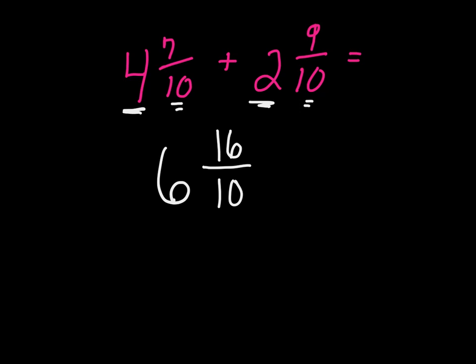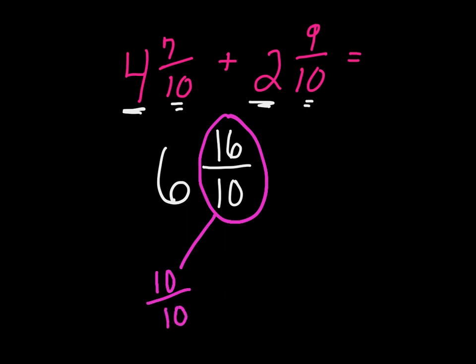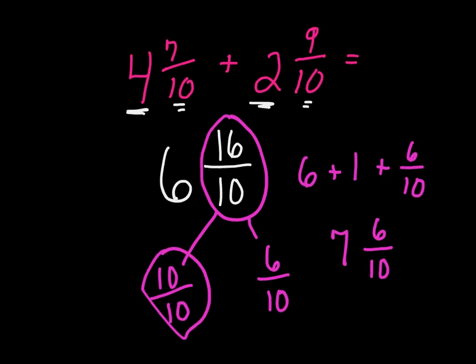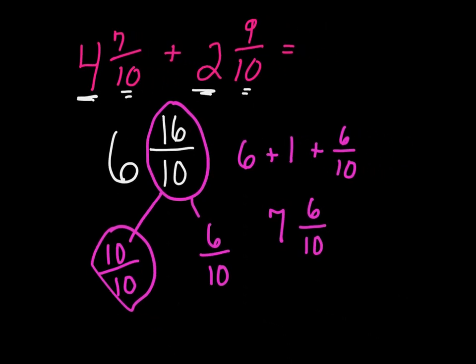But we know that we can't leave this like that because it's improper and it's a fraction greater than 1. We need to pull out that whole, and that whole would be, just like the other problem, 10/10, and we're left with 6/10. Now we need to take this whole and add it with our 6. So we get 6 plus the 1 plus the 6/10. We get 7 wholes, and attach our new fraction, which is 6/10. So 7 6/10 is our new mixed number answer to this problem.